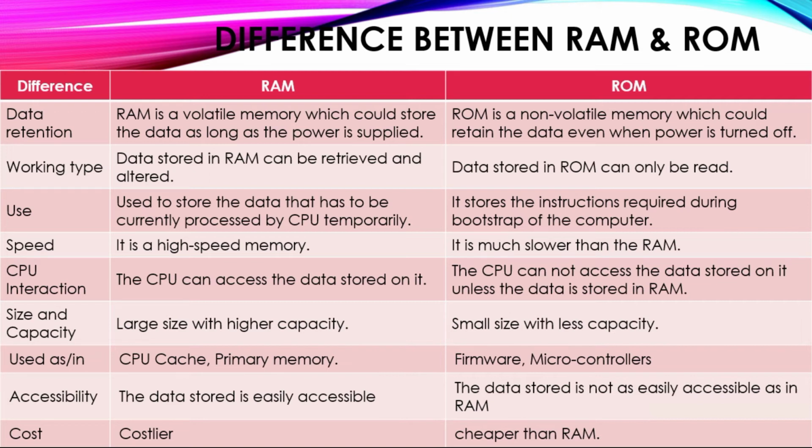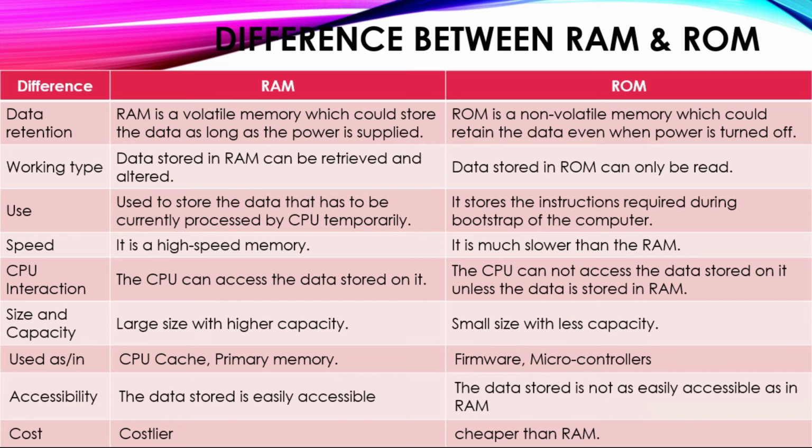Third point is, RAM is used to store the data that is currently being processed by the CPU temporarily. जो current process होता है data वो कहाँ पे सेव होता है? रैम में. For example, आपके register में जैसा currently data process होता है, so that currently data is being stored in your RAM.